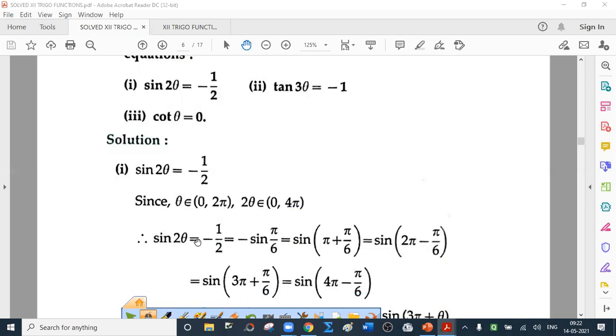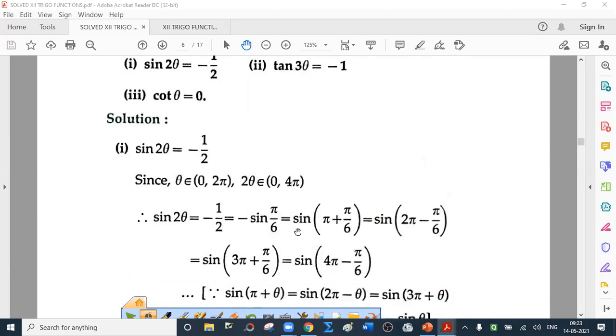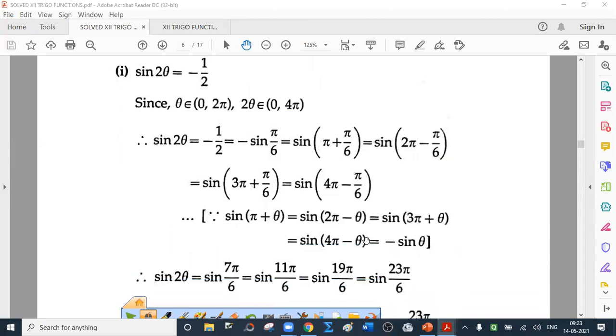Now sine 2 theta is minus half. Sine pi by 6 is half, so minus half can be replaced by minus sine pi by 6. Now sine of 180 plus theta, sine of 360 minus theta, sine of 540 plus theta, and sine of 720 minus theta are all nothing but minus sine theta. I hope you are getting this. See, why consider up to 720? Because this angle is not theta, it is 2 theta. So 2 theta will belong to the interval 0 to 4 pi. See, this is the reason.